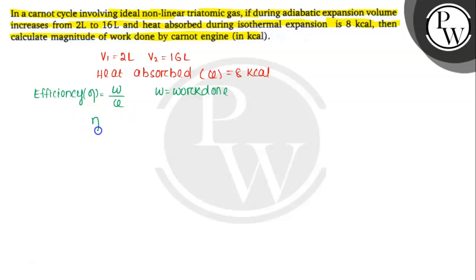And also we know that another formula is 1 minus T2 by T1. So this is another formula. T2 is for sink and T1 is for source.